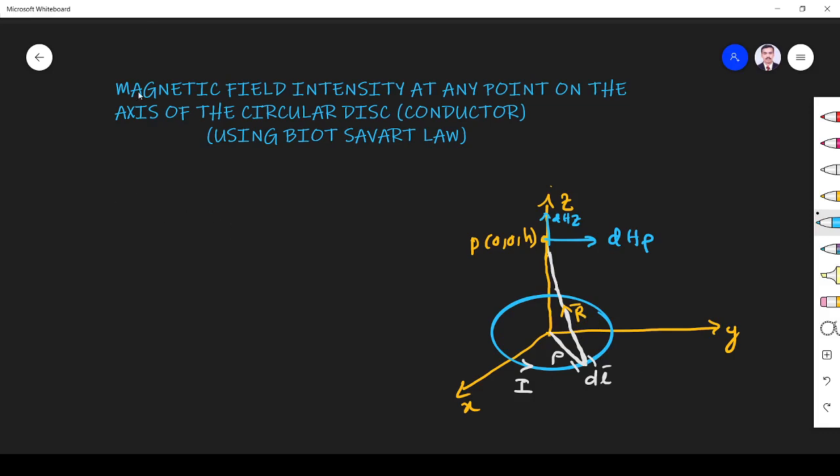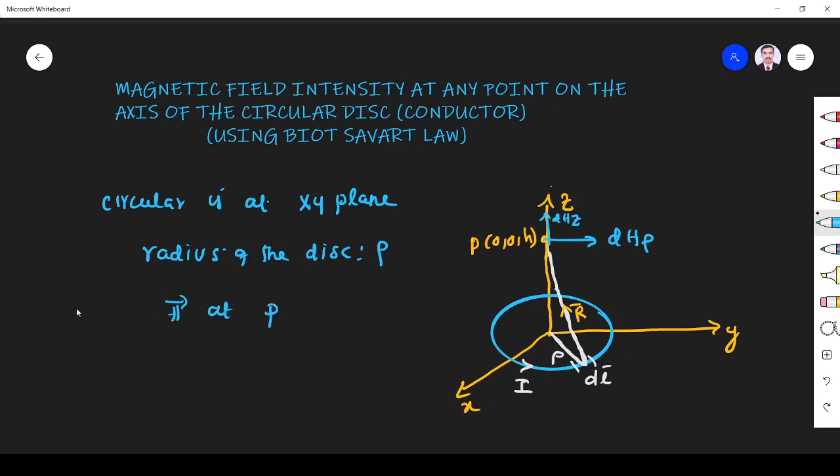So the circular disk is at the xy plane, where z is equal to 0. The first thing we have to know is that the radius of the disk is rho. What we are going to do is find the magnetic field at point P, H at point P. That's what we have to find. What is the magnetic field at this point P?